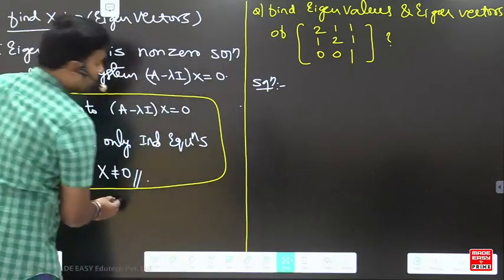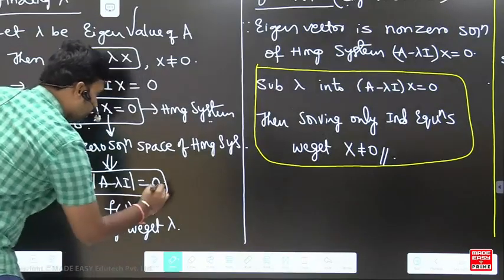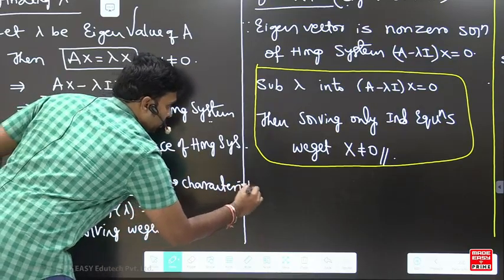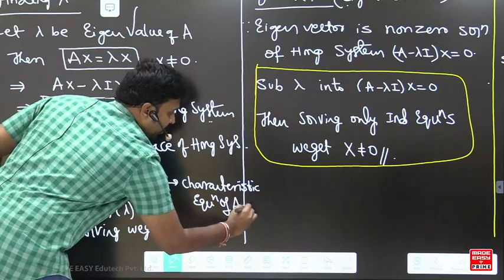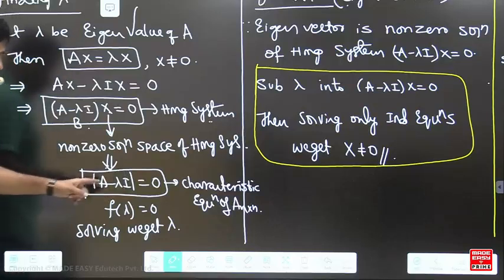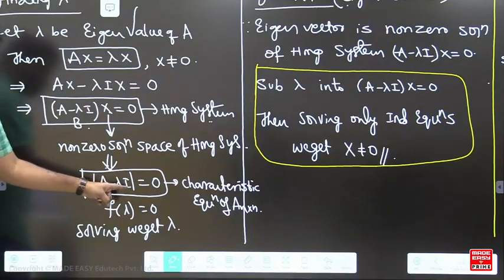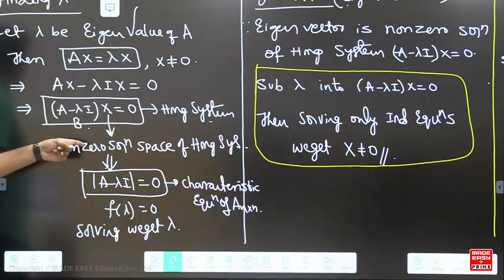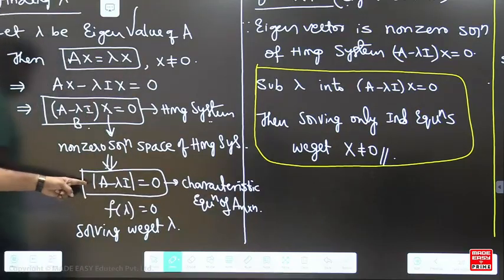Wait a minute, all of you. This is called the characteristic equation of A, n by n. Please make a note of this. I think I forgot to write this. The determinant of A minus lambda I is equal to 0, that is f of lambda is equal to 0. This equation, which gives you the characteristic values, is called the characteristic equation of A, n by n. Please remember this.